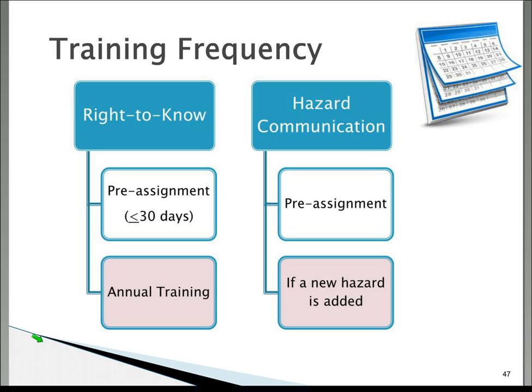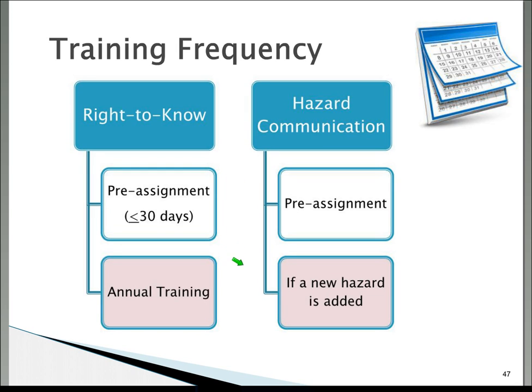There is some nuance and some difference between state agencies now and city and town workers. The reason why is because the way the right to know law and the HAZCOM regulation have a slightly different rule for how often training needs to be done. I'll walk you through it real quick. Both of them require pre-assignment training. So before I ask a worker to use a hazardous chemical, I need to train that worker on how to use it correctly.